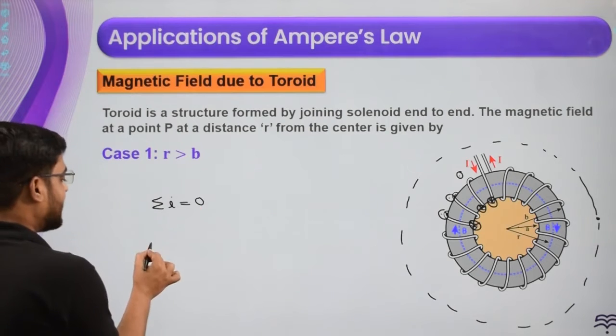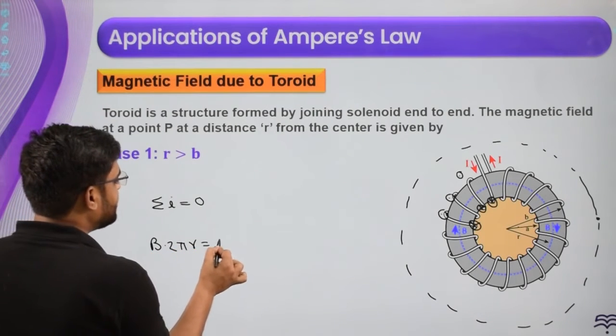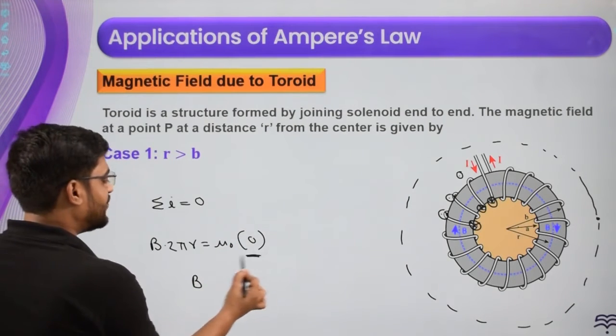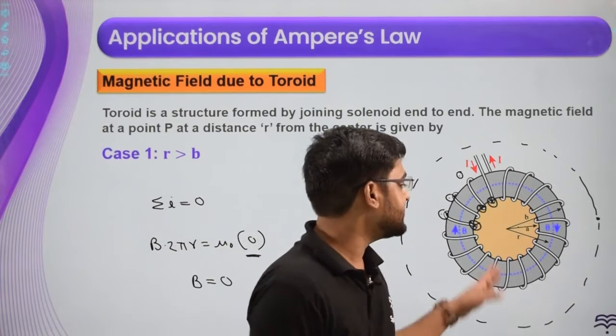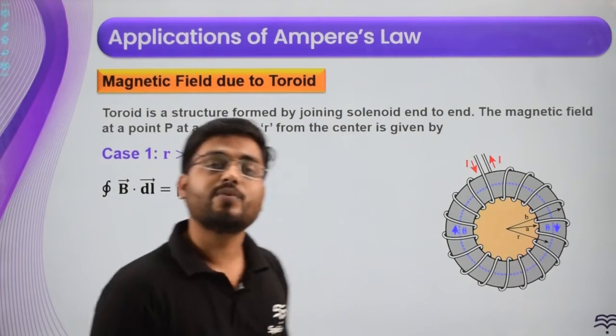So we'll again write that integration of B dot dl, that is B into 2 pi r, comes to be mu naught into the sum of all the currents, which is 0, and it is due to this that B comes to be 0. So we can say the magnetic field at a distance greater than B, in this entire region, there is no magnetic field.